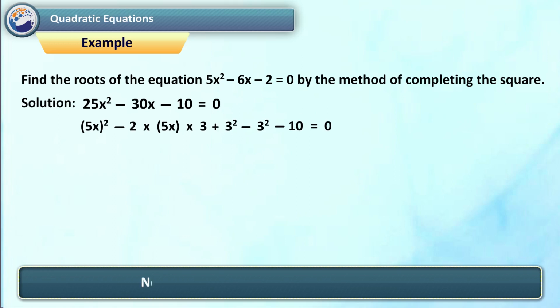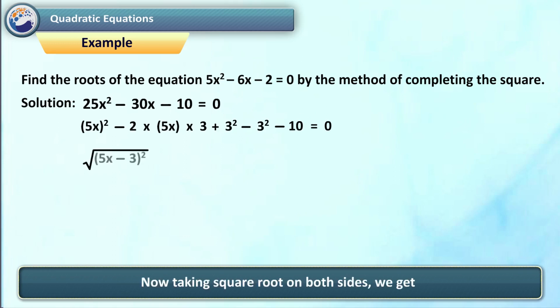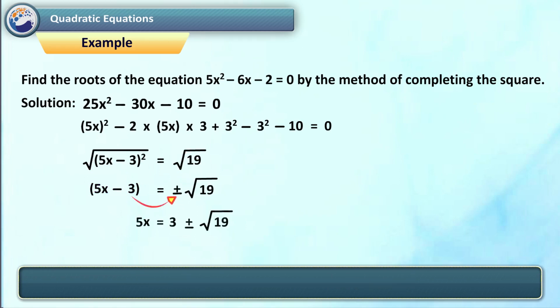Now taking the square root on both sides, we get √((5x − 3)²) = √19. Therefore 5x − 3 = ±√19. 5x = 3 ± √19. That is, x = (3 ± √19)/5.